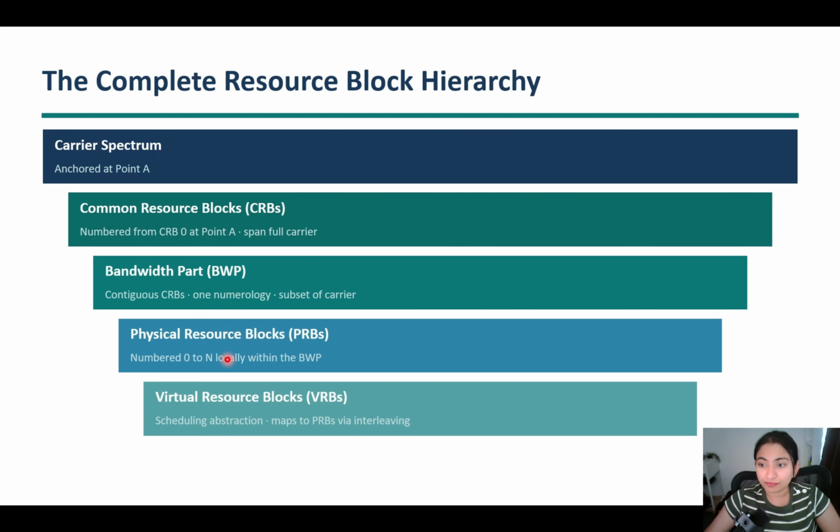Inside a bandwidth part, we have physical resource blocks. Physical resource blocks are the common resource blocks which are inside the bandwidth part, and they are numbered from 0 to n. And finally, we have virtual resource blocks. Virtual resource blocks are an abstraction of the scheduler, and they are used when assigning resources in the DCI, or the downlink control information. Thus, each layer builds on the previous one. Understanding this hierarchy is the key to reading 5G resource allocation and understanding exactly which frequencies a UE is using.